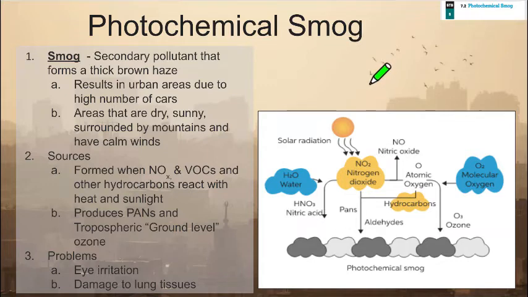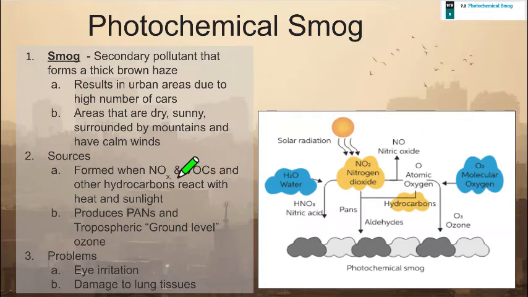We see smog very typically in urban areas due to the high number of cars. Also areas that have very dry, sunny, calm winds, poor airflow circulation, or just we really don't get a lot of strong winds coming through, like a mountainous area or a valley, can form photochemical smog at a much faster rate and have more chronic problems with this.